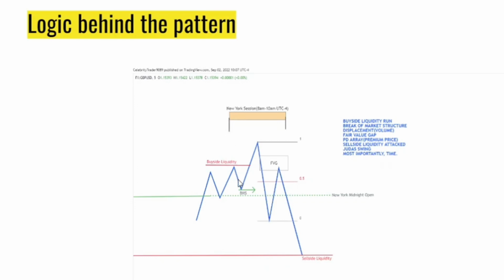Now, before 8 a.m., you want to see a run on buy side liquidity. You want to see this run on this buy side liquidity.